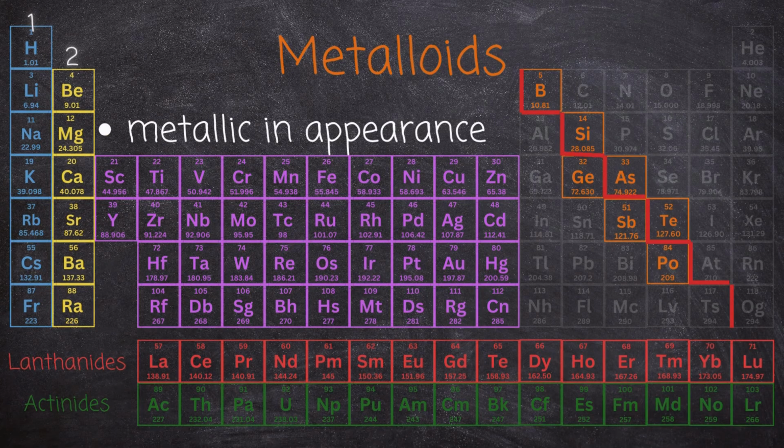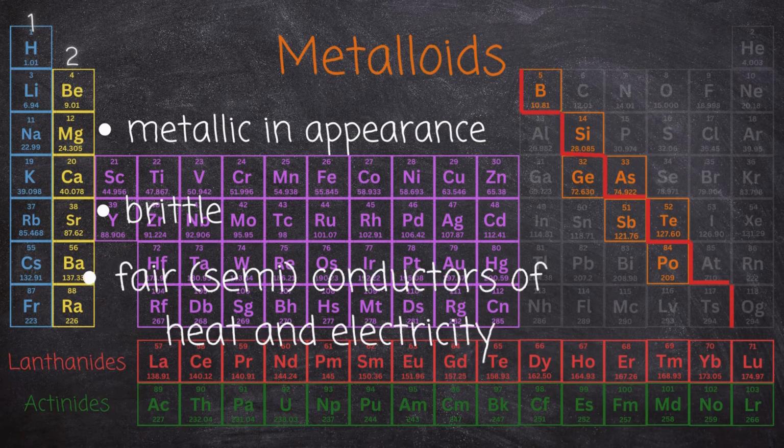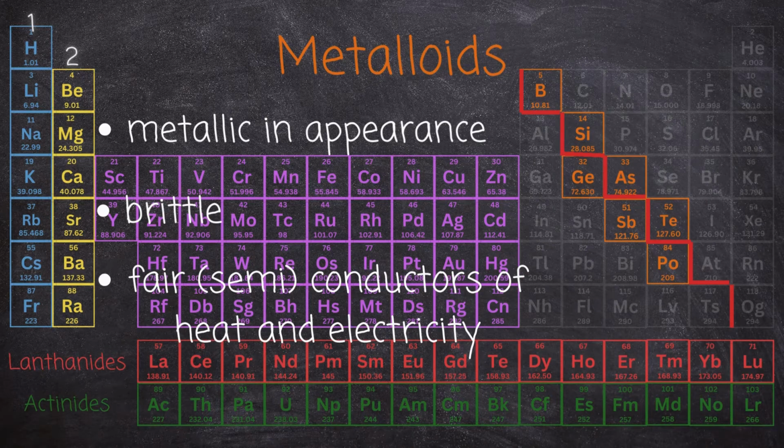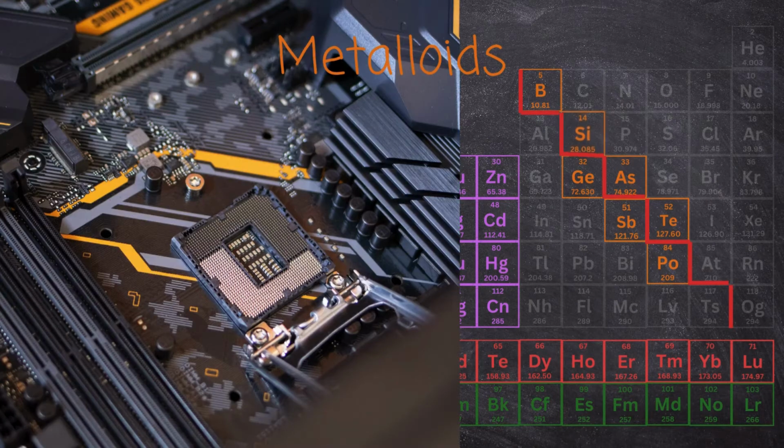They typically have metallic appearances, but are brittle and are only fair conductors of heat and electricity. The semiconductivity is a reason why silicon is used in computer chips.